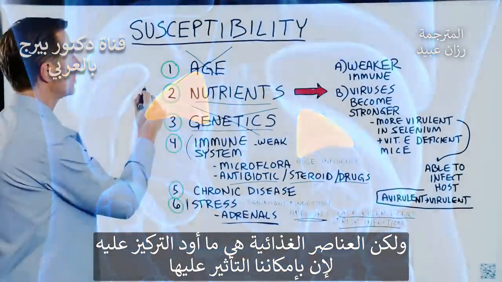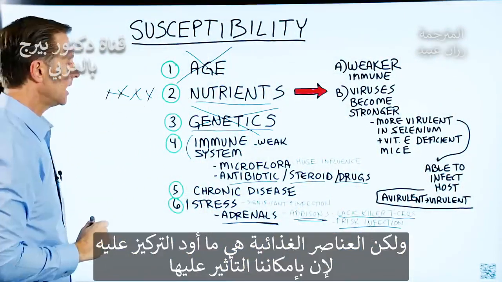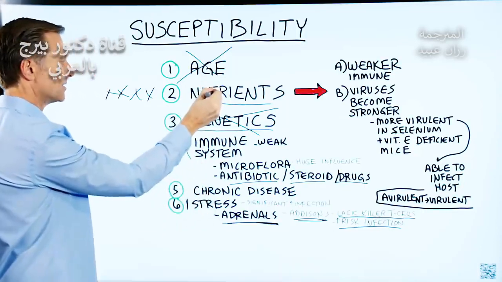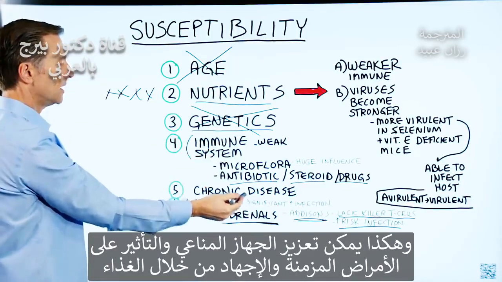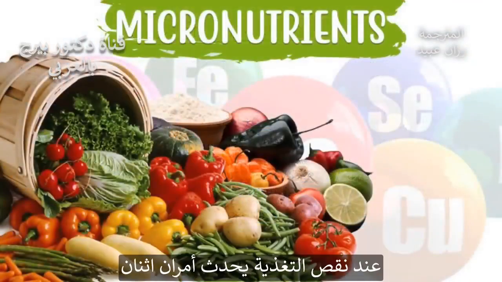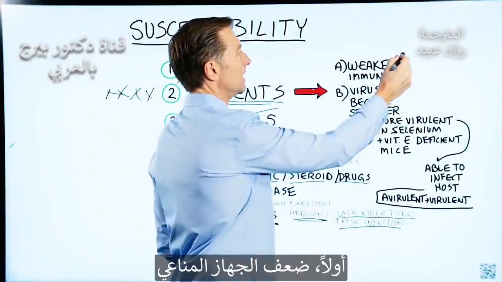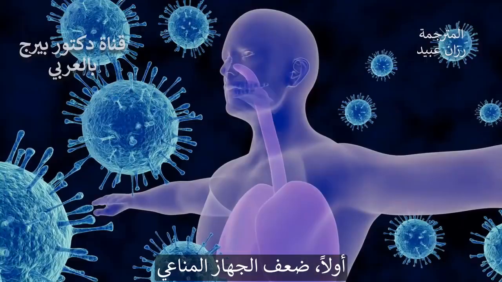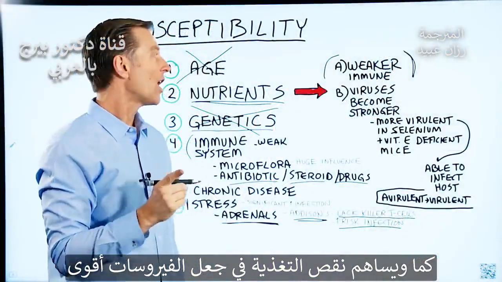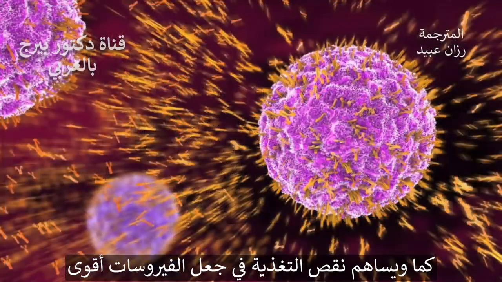But this is the area I really want to focus on because you can influence this right here, and you can also influence these with this. So in other words, you can strengthen your immune system, this, and this with this right here. Now there's 2 things that happen when you have certain nutritional deficiencies. Number 1, it weakens your immune system. So it makes your immune system weaker. But nutritional deficiencies also make viruses become stronger.